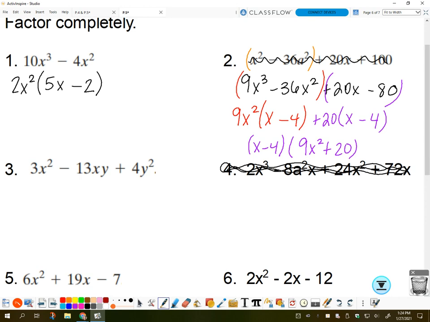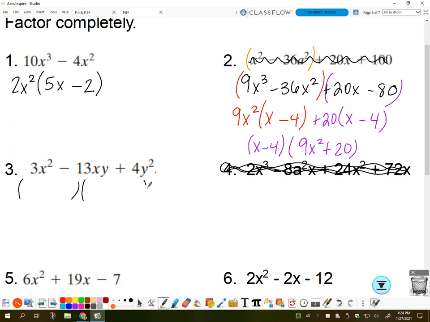All right, so number 3, let's see, is there a GCF? We have x, no x, and 3, 13, and 4. So there's no GCF because you can't take something out of 3, 13, and 4. So it's got 1, 2, 3 terms. So we're factoring a trinomial.